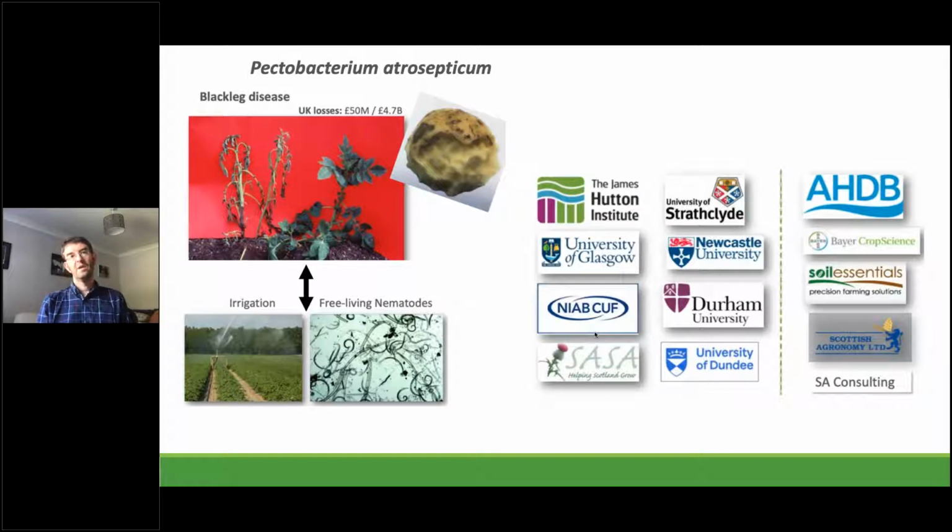that they've shown a link between blackleg and the levels of irrigation and the interaction with free-living nematodes. I guess the immigration of the free-living nematodes maybe, but so the interaction of irrigation and these nematodes in transmission of the disease. So this blackleg project is maybe the largest consortium of the phase 2 projects, and really they're looking at many different aspects of this disease.